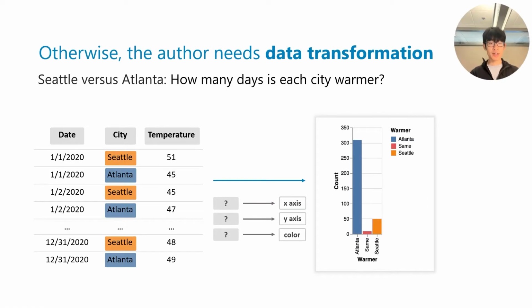However, when our data is not in a tidy format, creating visualization can be challenging. In this case, we have the same data set, but now we want to create a histogram to show the distribution of the number of days which city is warmer. As you can see, what we want is to put a column called warmer on the x-axis, put a count on the y-axis, and put warmer again on the color. But as you can see, the input data does not contain those required columns. And in this case, we actually need data transformation.